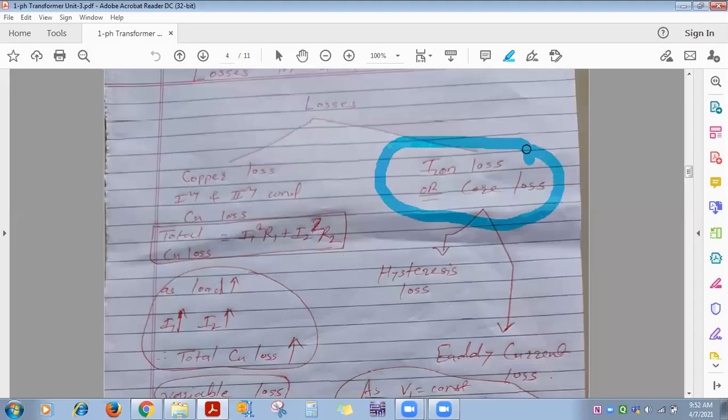Whatever the loss takes place in that magnetic core is called core loss or iron loss. It is made up of magnetic material. So two types of core loss, iron losses, are there: hysteresis loss and eddy current loss. Okay. So we'll see what do you mean by hysteresis loss, what do you mean by eddy current loss.